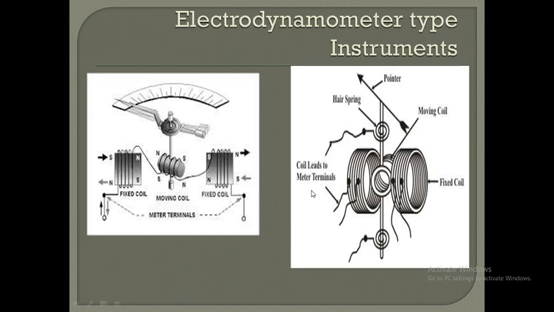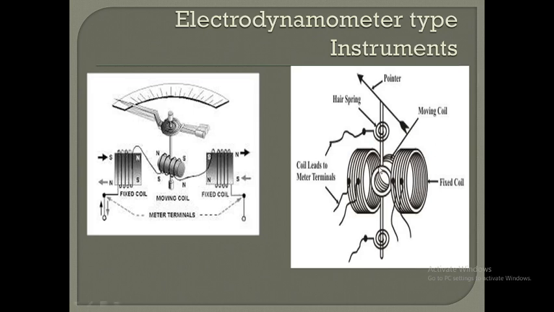Now, as you know, the fixed coil is divided into two parts. When it is connected to the supply, the current will start flowing in the fixed coil. These fixed coils are air cooled, and the movable coil also. The current flowing in the fixed coil will create its own magnetic field. Similarly, the current will also pass through the movable coil, and it will create its own magnetic field.